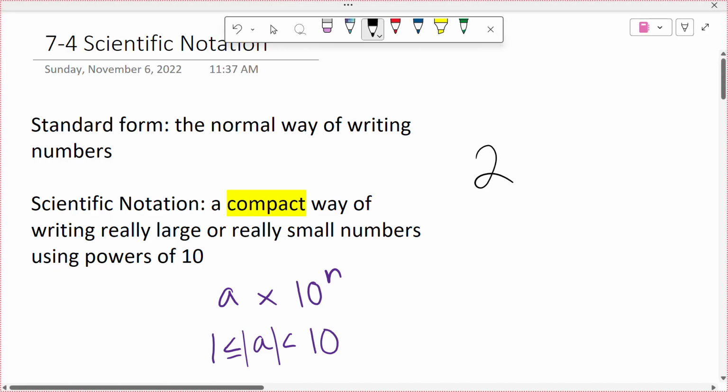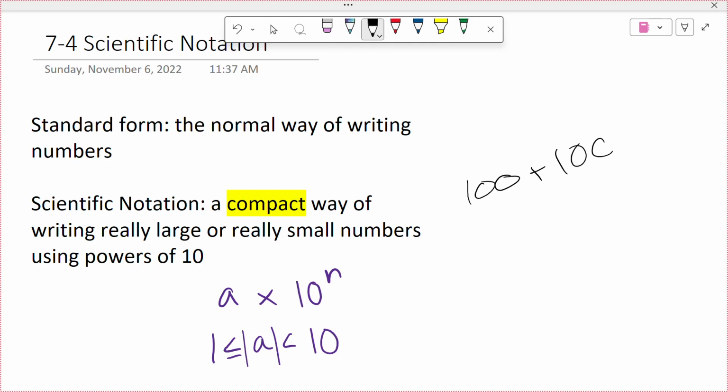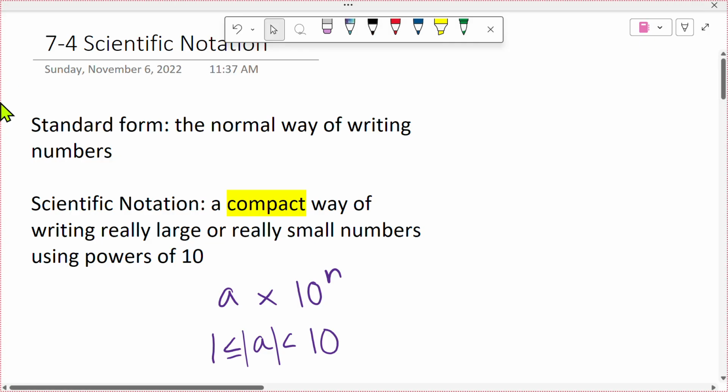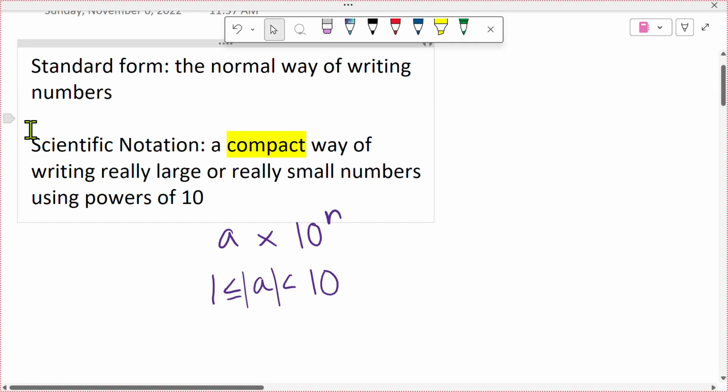You see this in your head, right? That's standard form, the standard way of writing numbers. Again, if I say 200, you probably visualize this in your head, right? You don't visualize maybe 100 plus 100 or two hundred, right? Okay. Scientific notation is just a different way of writing numbers.